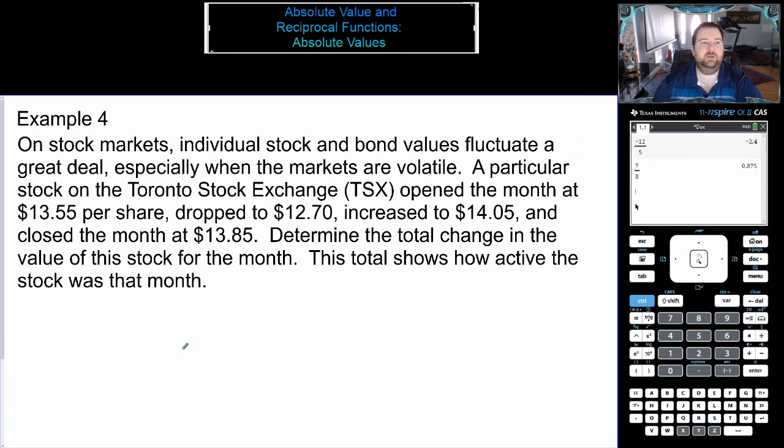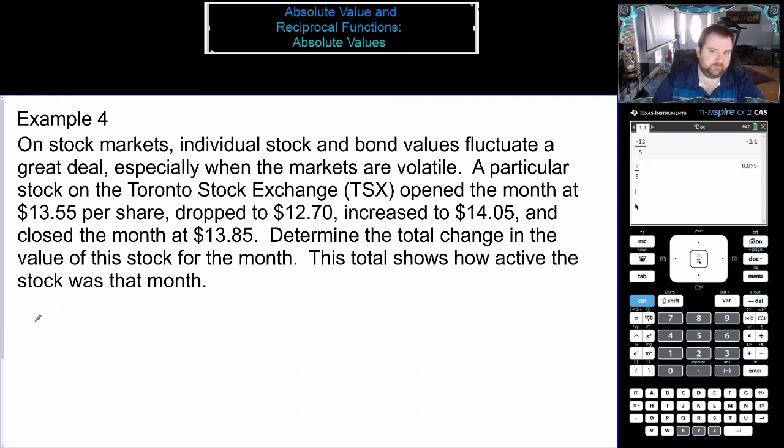Let's end the class by doing a word example for you. This is, again, with absolute value functions, you're not going to find ones that are incredibly difficult. So on the stock market, individual stock and bond values, they fluctuate a great deal, especially when the markets are volatile, like right now. A particular stock in the Toronto Stock Exchange, TSX, opened the month at $13.55 per share, then it dropped to $12.70, then it increased to $14.05, and closed at the end of the month at $13.85. Determine the total change in the value of this stock.